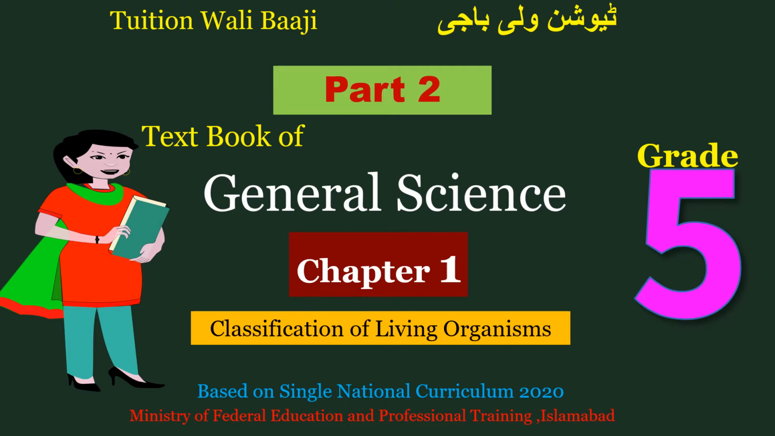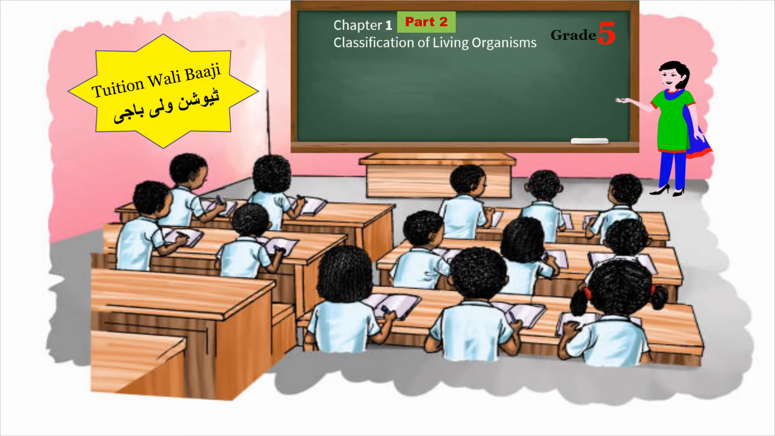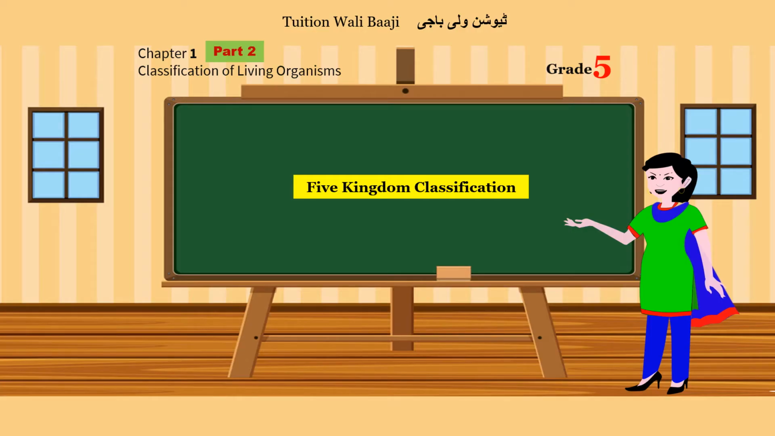Grade 5. Textbook of General Science. Chapter 1. Classification of living organisms. Based on Single National Curriculum 2020. Dear students, our next topic is Five Kingdom System. Five Kingdom Classification.